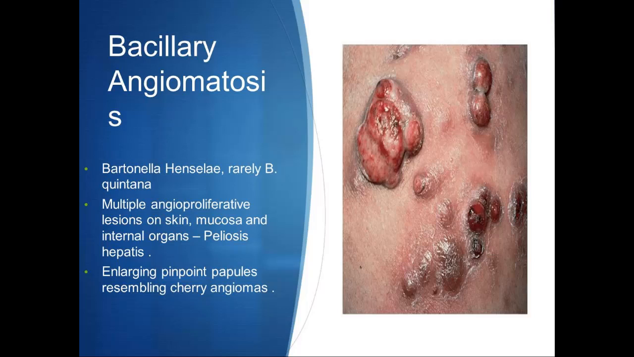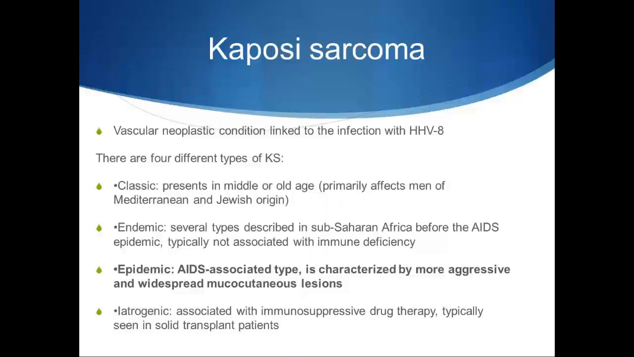These explosive lesions with this very characteristic collarette of scales are the Bacillary Angiomatosis lesions that are mainly caused by Bartonella henselae. These are multiple angioproliferative lesions on skin, mucosa, and internal organs. And when it's in the liver, it's called peliosis hepatis. They resemble a cherry angioma. And what looks like that also are the Kaposi sarcomas.